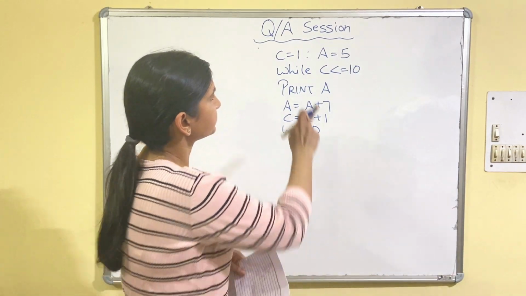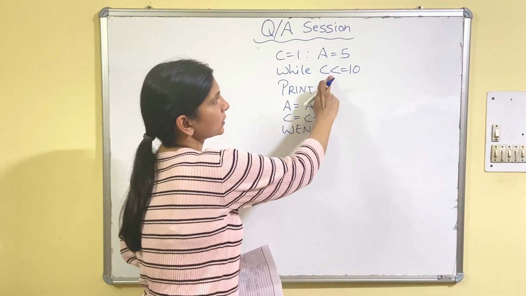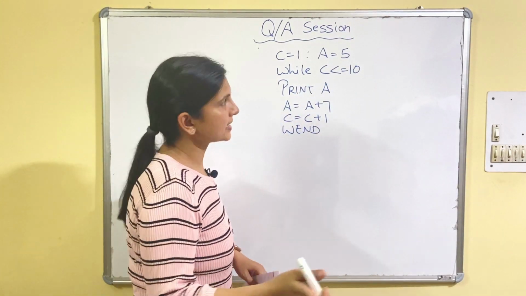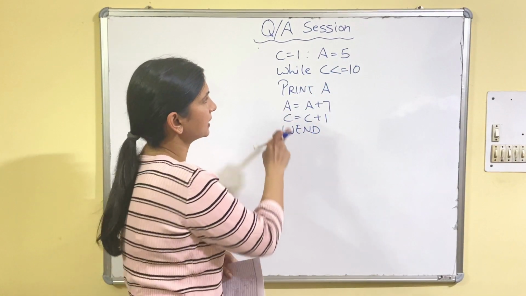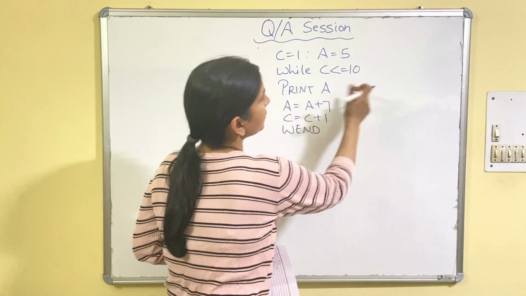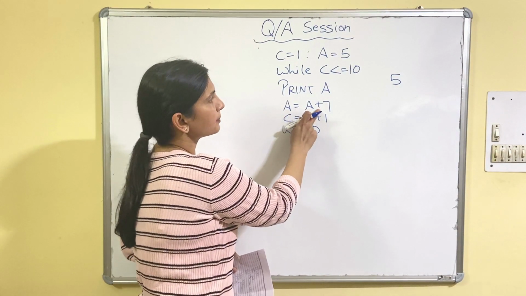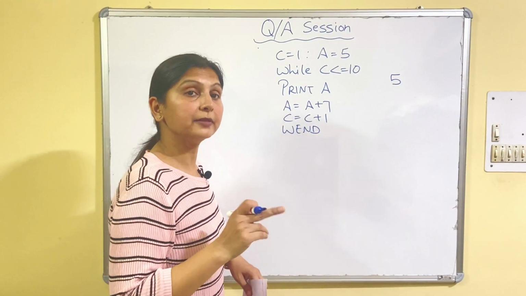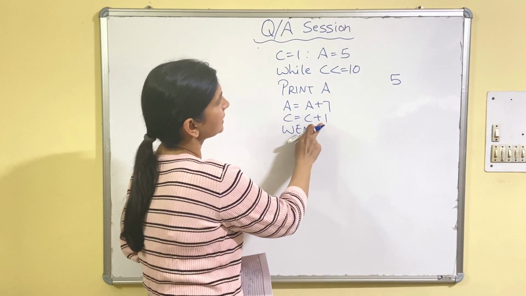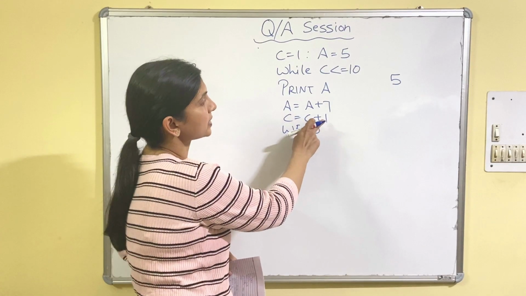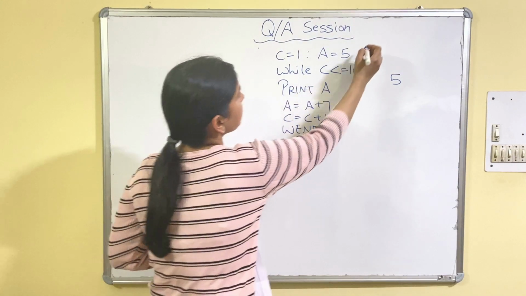So what is the output? C is 1, A is 5. Fine. While C less than equals to 10. So the condition is true. 1 less than equals to 10. The condition is true. So it will come inside the while. Print A. So what is the value of A? 5. So 5 will be displayed. Now A equals to A plus 7. A plus 7 means 5 plus 7, which means 12. C equals to C plus 1. Then increment of C. Now C will become 2. The value of A is 12. I am writing here 12.